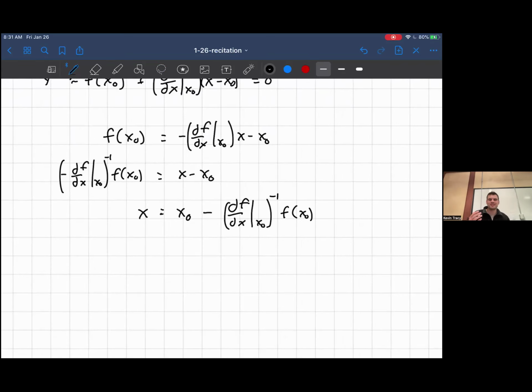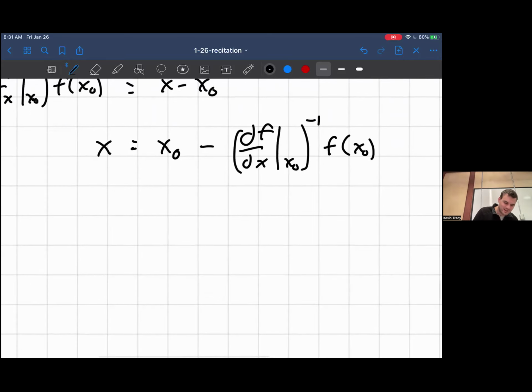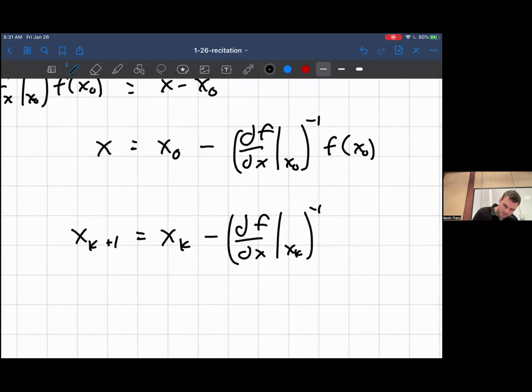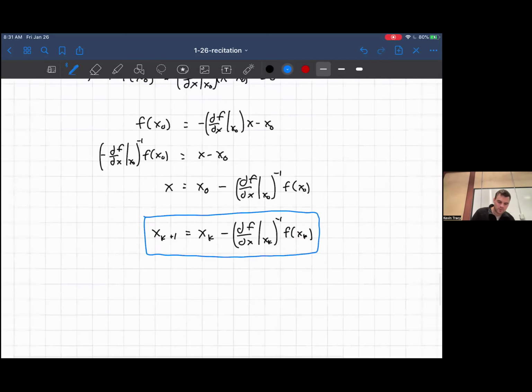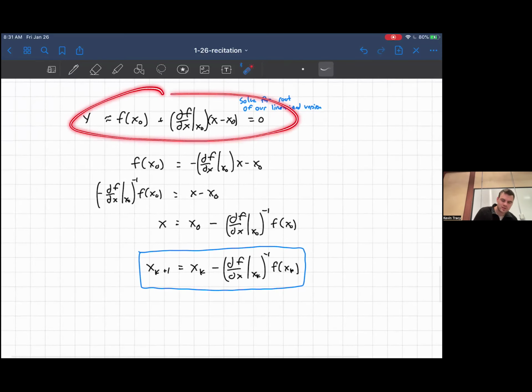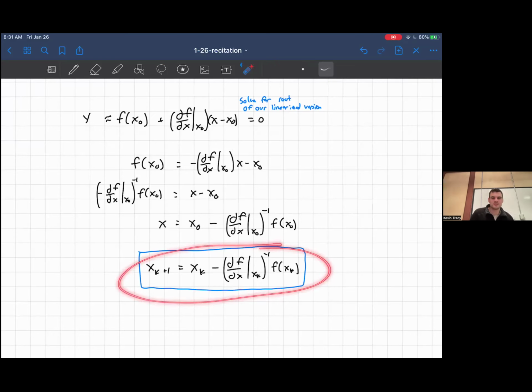And now if we think about this in terms of the iterative solution, and I assign index values to everything, I can say x of k plus 1 equals x of k minus df/dx at x of k, inverse, times f(x of k). And this is Newton's method. All we did was form a first order Taylor series of the function, and then do the root finding problem, because again, linear stuff we can solve. So we solved the root finding problem for the linearized version, and this gives us this nice recursion right here. So I can just iterate on this until I solve it.